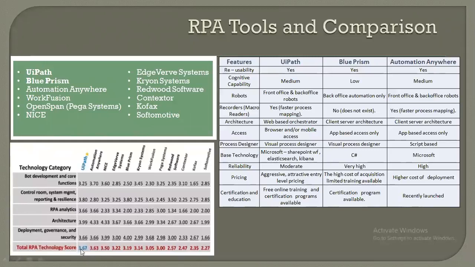UiPath was rated around 3.67. Nowadays, in the last 6 months, UiPath has matured in many areas like artificial intelligence, machine learning, and deep learning kinds of integrations as well.